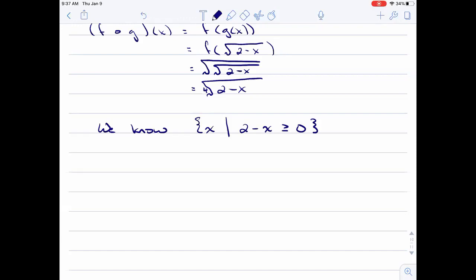Right? x is everything, assuming that 2 minus x is greater than or equal to 0. Right? And so solving 2 minus x is greater than or equal to 0. Now you could have done this on the side and then figured out what your domain might be in proper notation, whether that's interval notation or set notation. Doesn't matter.